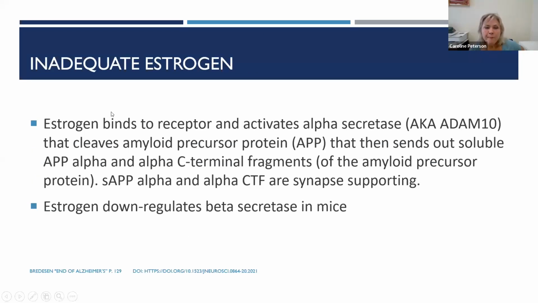So estrogen binds to the receptor and activates the alpha secretase. If you don't have as much estrogen as you're used to having, then you're going to have impairment of cleaving this amyloid precursor protein. And what we also know in mice, at least, is that estrogen downregulates beta. So it's kind of like a double whammy. If you have low estrogen, then you're not going to get activation of the alpha, and then you will be more likely to get activation of the beta secretase.